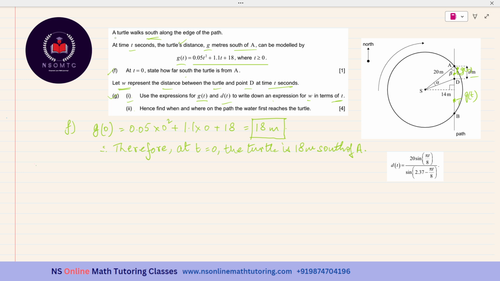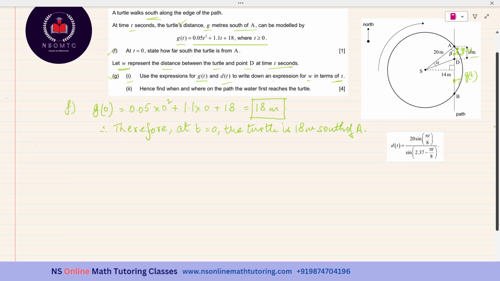So we have to take the difference. The distance between these two has to be the difference between these two. And we do not know which one is bigger, so we will be taking the absolute value, because the distance can never be a negative number. So we will be using the absolute value notation. W is equal to the absolute value of g of t minus d of t. And the d of t was this one.